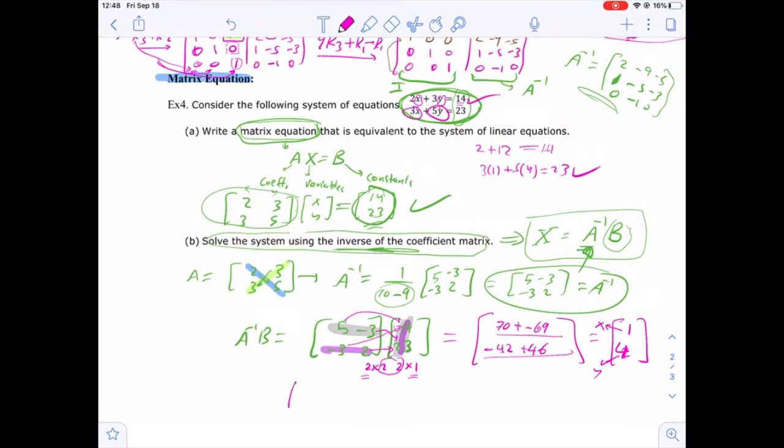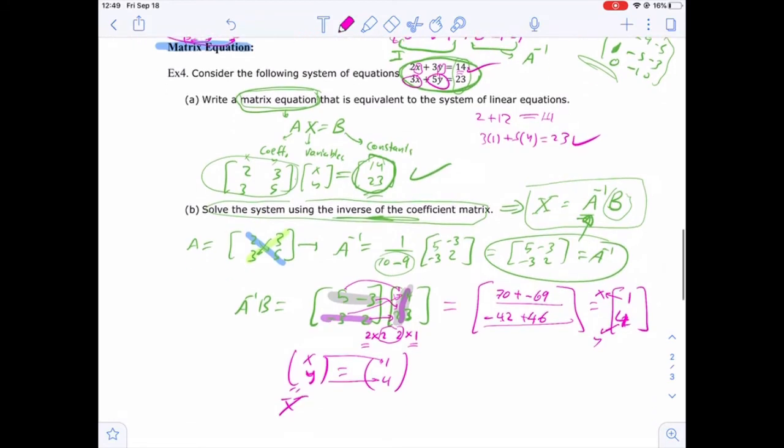So the solution is the matrix XY. This is called the capital X matrix. It includes the values x and y, which are 1 and 4. So this is x and this is y. This is how we solve the system. So now we have a new method to solve linear systems. It's called the inverse coefficient matrix method.